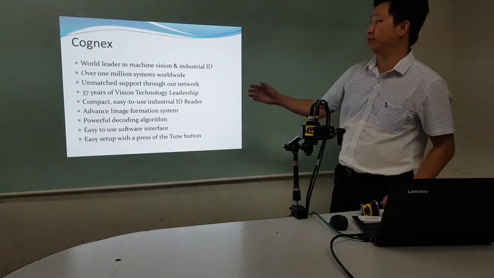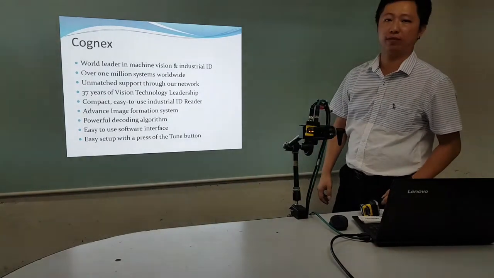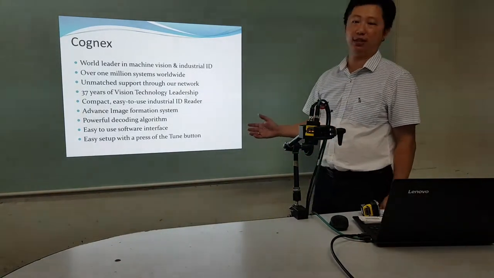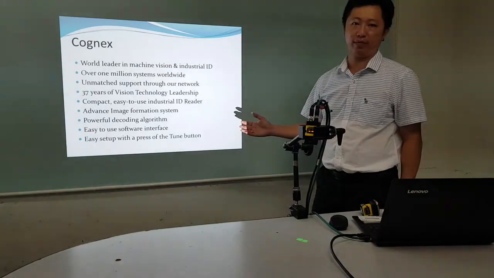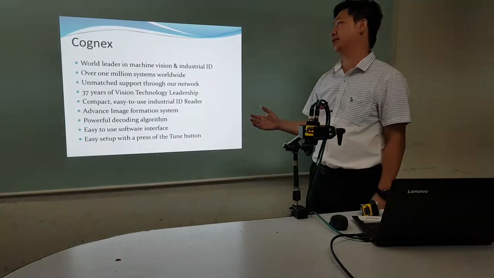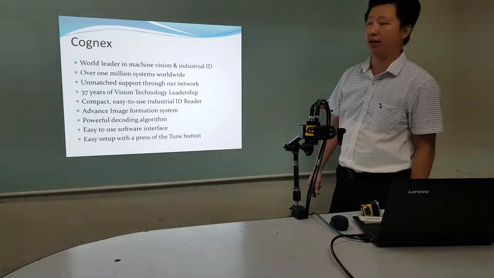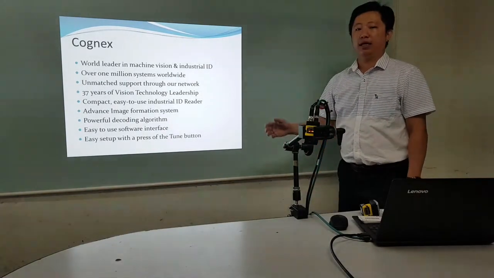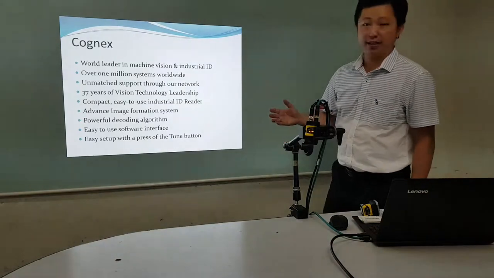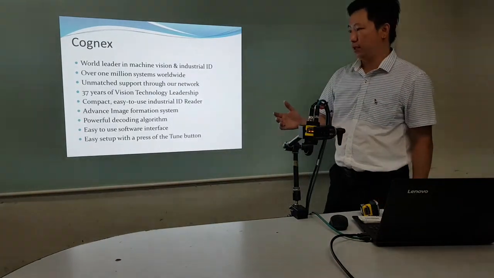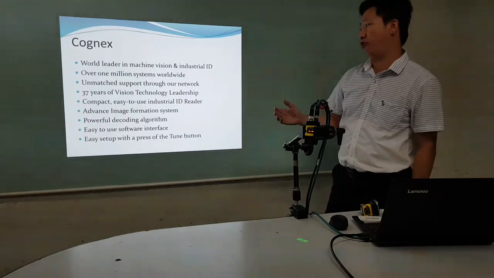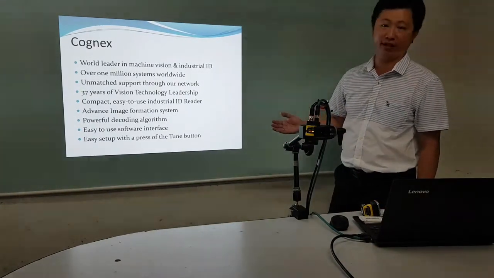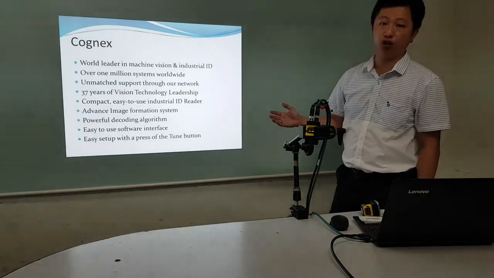Cognex is a world leader in machine vision and industrial ID, where we have deployed over 1 million systems worldwide and offer our customers support through our network. Cognex has taken over 37 years of vision technology leadership and packed it into a compact, easy to use industrial ID reader. In addition to its flexible hardware features, the reader uses the most advanced image formation system, the most powerful decoding algorithm, an easy to use software interface, and easy setup with the press of a tune button.